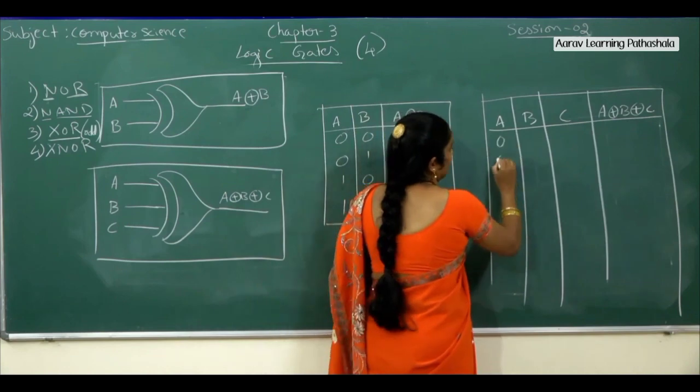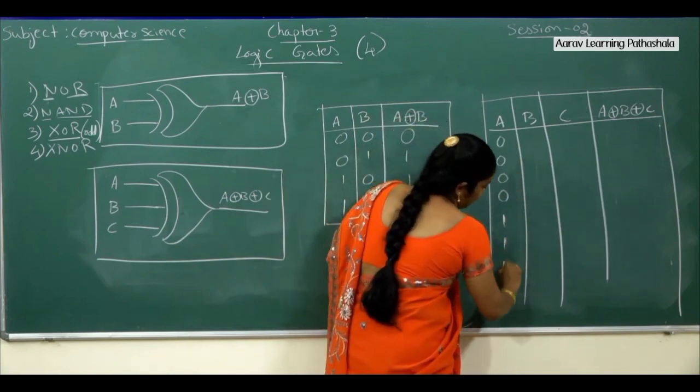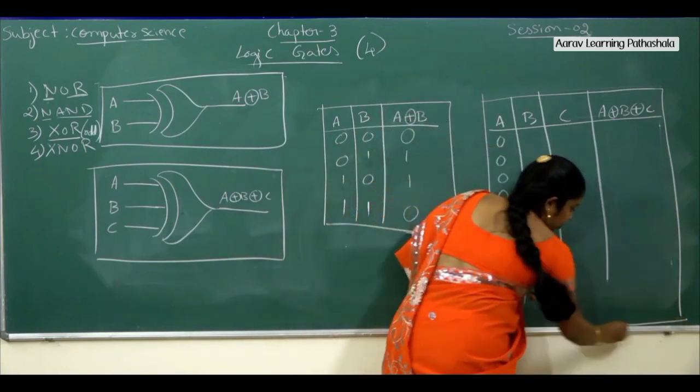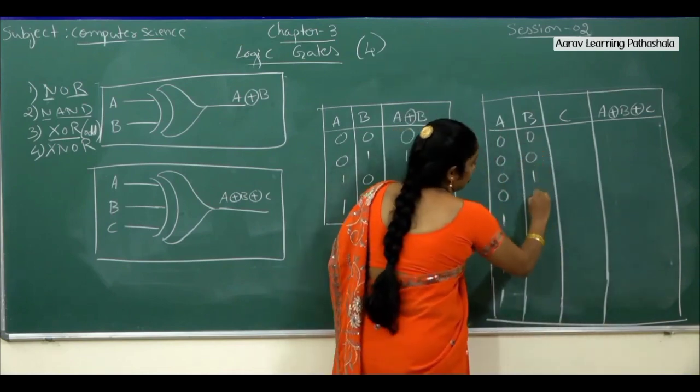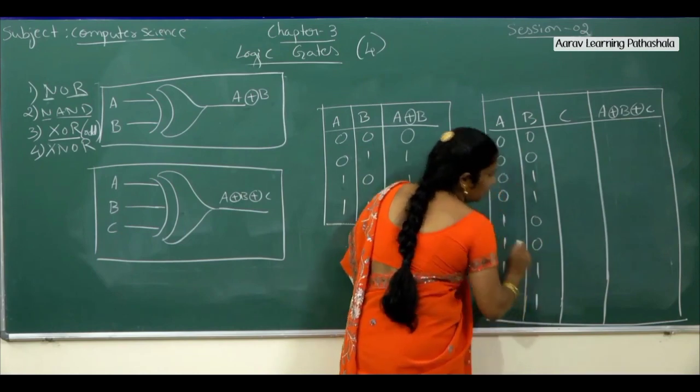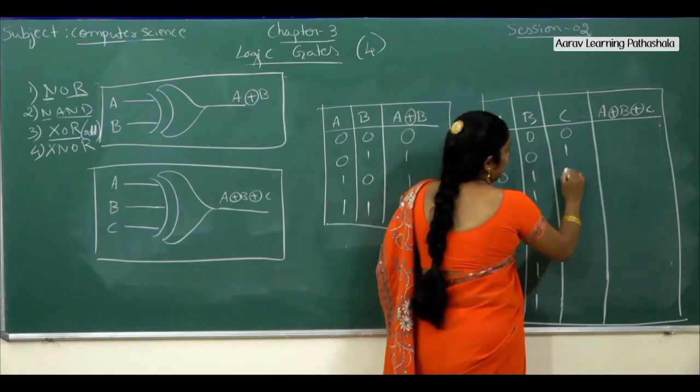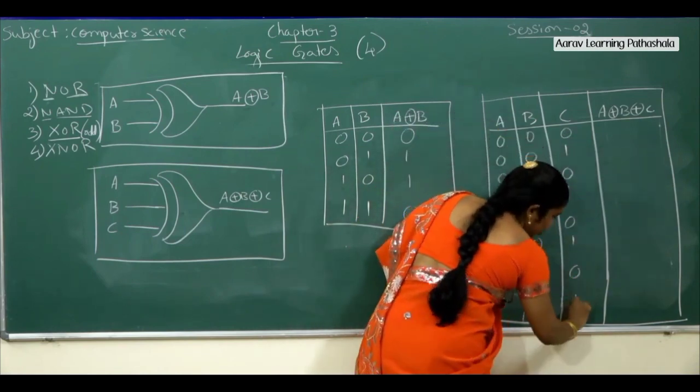Now 4 times 0, 4 times 1. Now 2 times 0, 2 times 1. 2 times 0, 2 times 1. 0 1 0 1 0 1 0 1.